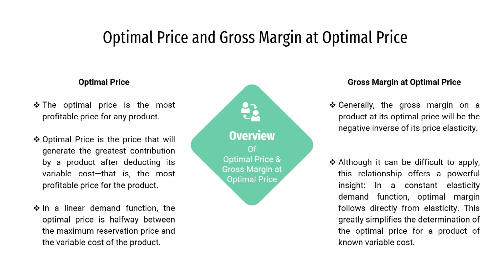In a linear demand function, the optimal price is halfway between the maximum reservation price and the variable cost of the product. This is an empirically valid formula, and we can use it as a formula. If you remember the last example that we cited in illustrating the reservation price concept, what was the variable cost that we considered? It was $60. And what was the maximum reservation price in that example? It was $130, right. So, $60 and $130.